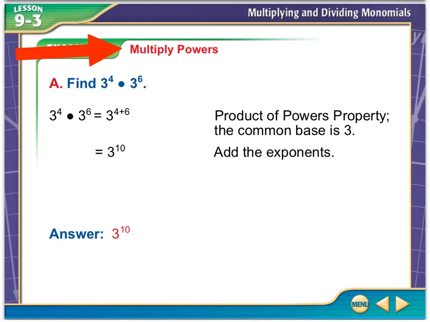They'd like for us to find the product of 3 to the 4th power and 3 to the 6th power. The first thing we need to do is check and make sure that we have the same base. So we look and we see that we have a base of 3 and a base of 3. And this is going to allow us to use the product of powers property. So then what we're going to do is go ahead and find the sum of 4 and 6, which is going to be 10, and our final answer is going to be 3 to the 10th power.